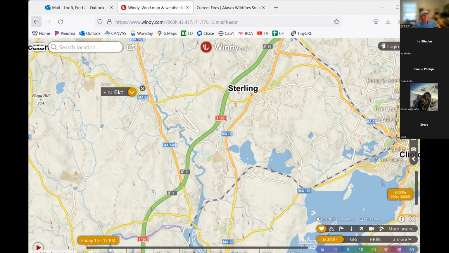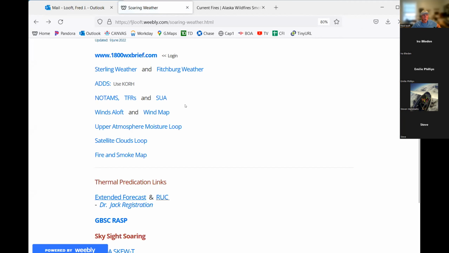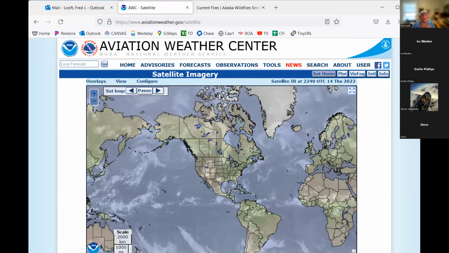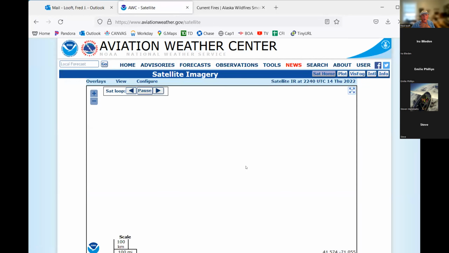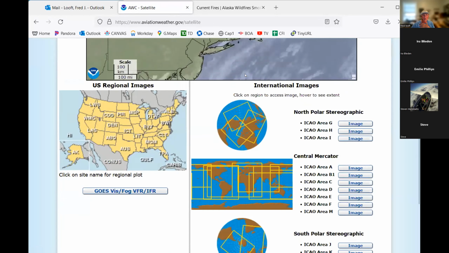Okay, let me go back here. So I've gone through the wind map, the winds aloft. Now, the morning of, sometimes what you don't get in some of the predictions or looking a little bit long-term, and these upper atmosphere moisture loops and satellite cloud loops are really only useful for maybe a day, maybe at the most 2 days out, the way I use them. So let's take a look at this. I'm going to zoom in here. Whoop, a little bit too much.